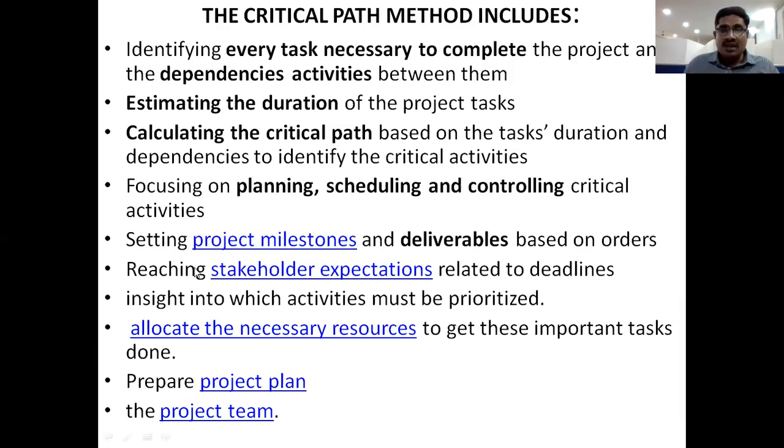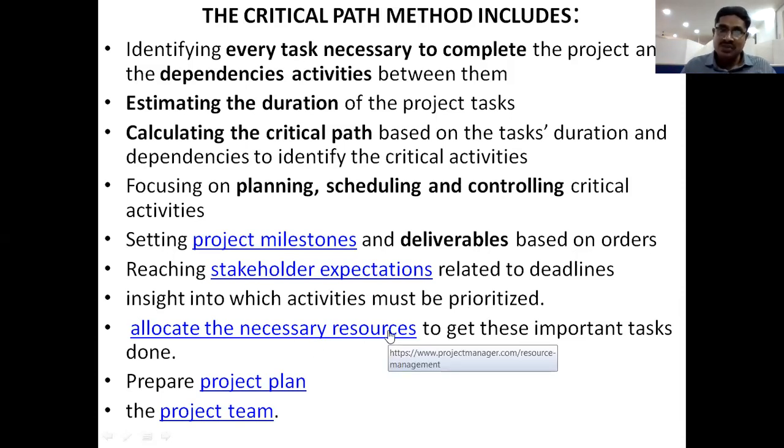Next point is reaching the expectations of the stakeholders. We need to reach the stakeholders' expectations. Stakeholders means those who relate to the company. The total people concerned are the stakeholders. Some examples: employees, employers, competitors, government, and the law. These are the few factors related to the stakeholders, right? Insight into which activities must be prioritized: prioritized activities must be performed in the first phase.